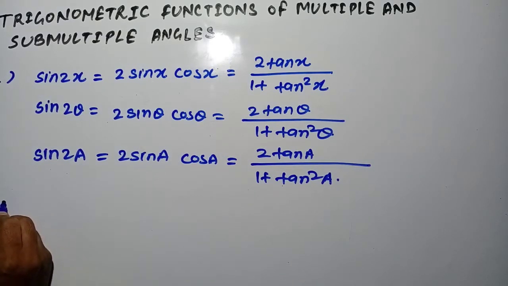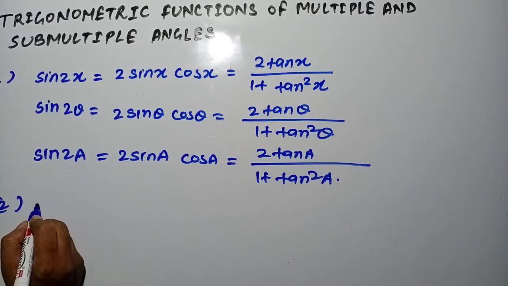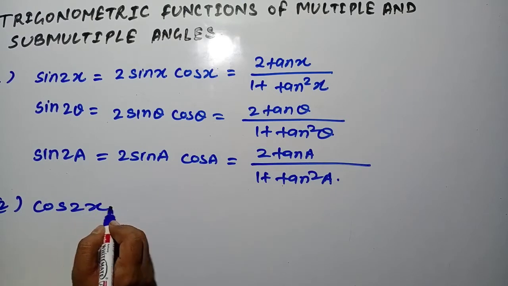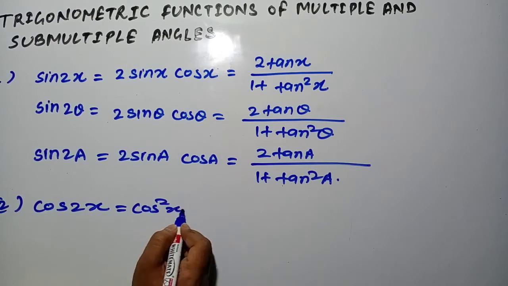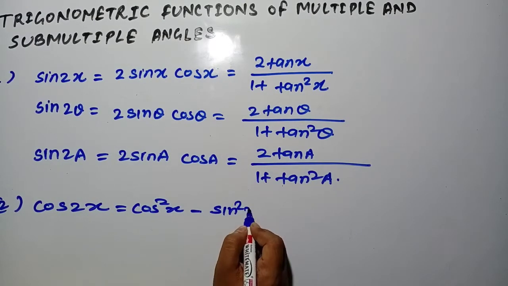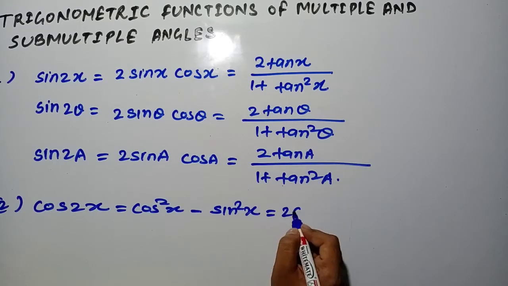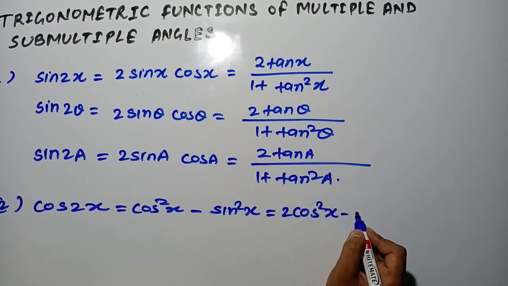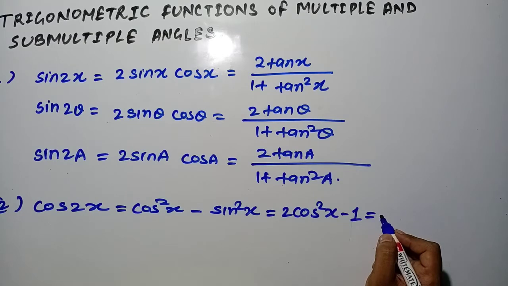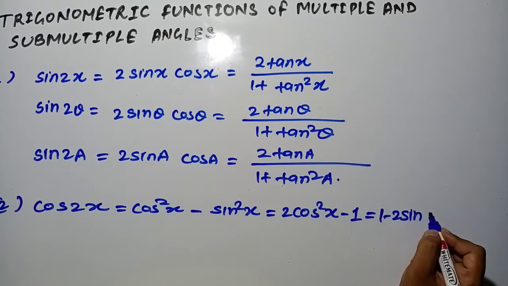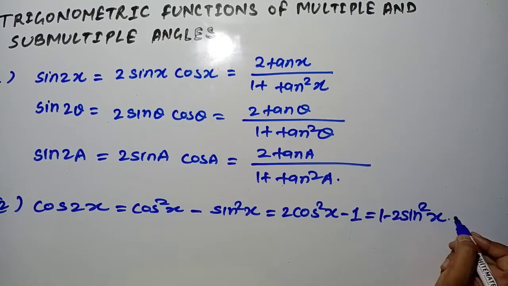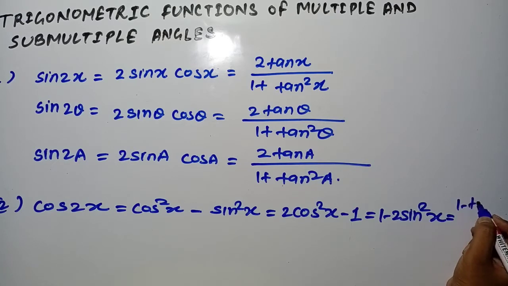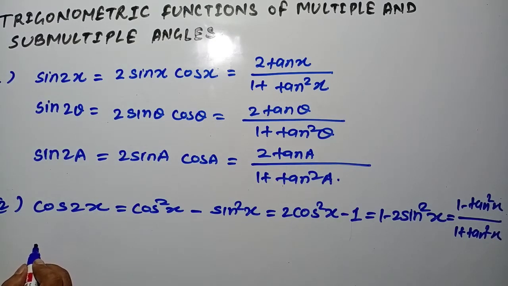Right, students? Now the next formula is cos 2x is equal to cos square x minus sin square x. It will be equal to 2 cos square x minus 1, or in terms of sin, 1 minus 2 sin square x. So in the form of tan we can write 1 minus tan square x upon 1 plus tan square x. Okay, similarly, in place of x we can write theta.